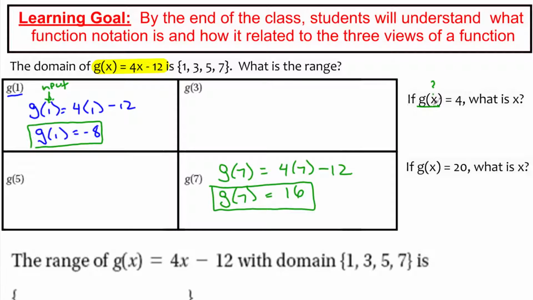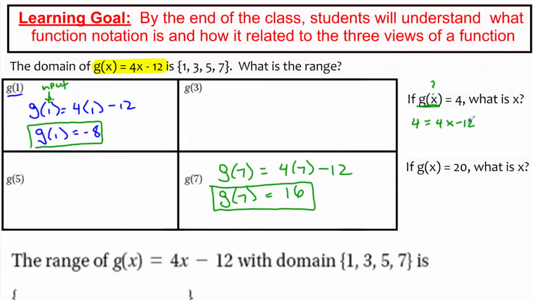They're saying, here's what g of x is. That output I want to be 4. So I'm going to do that. Instead of writing g of x, I'm going to put 4 is equal to 4x minus 12. They're asking me to find out what is the x value so that I output a 4.